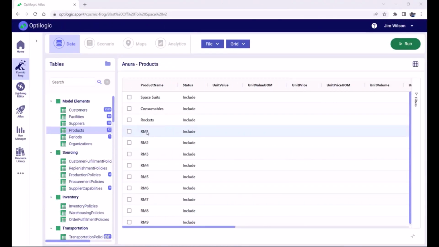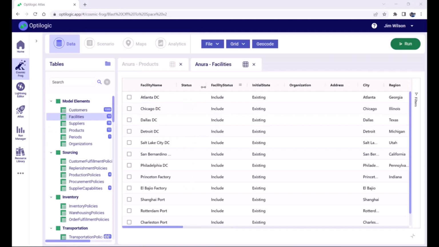So firstly, let's start with the product groups. We extended the model so that we're bringing in raw materials and converting them into finished products. So the finished products are spacesuits, consumables, and rockets. And then we also have multiple raw materials, 1 to 9, that are going to come in from China and Europe, and then they're going to be converted at the factories in El Baggio and Princeton, Indiana.